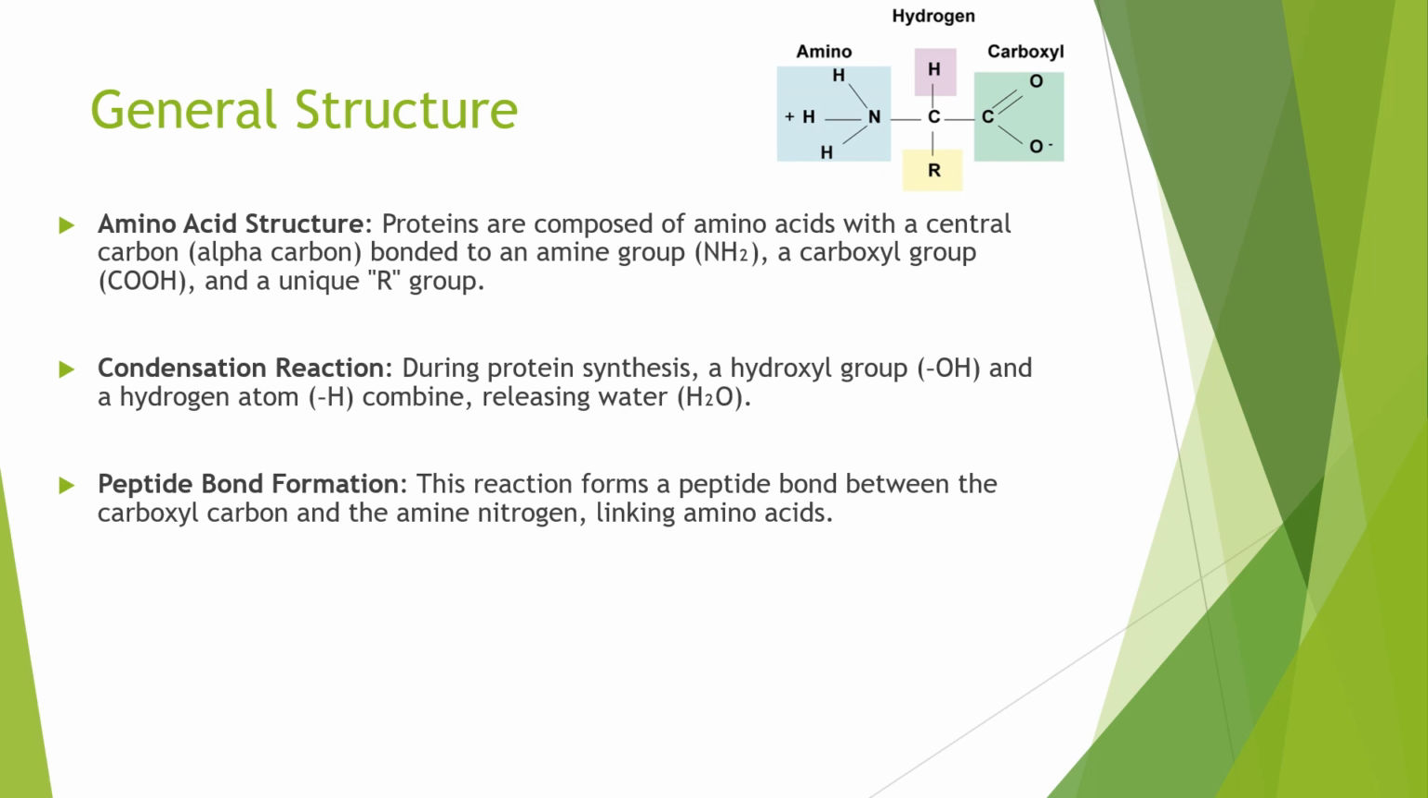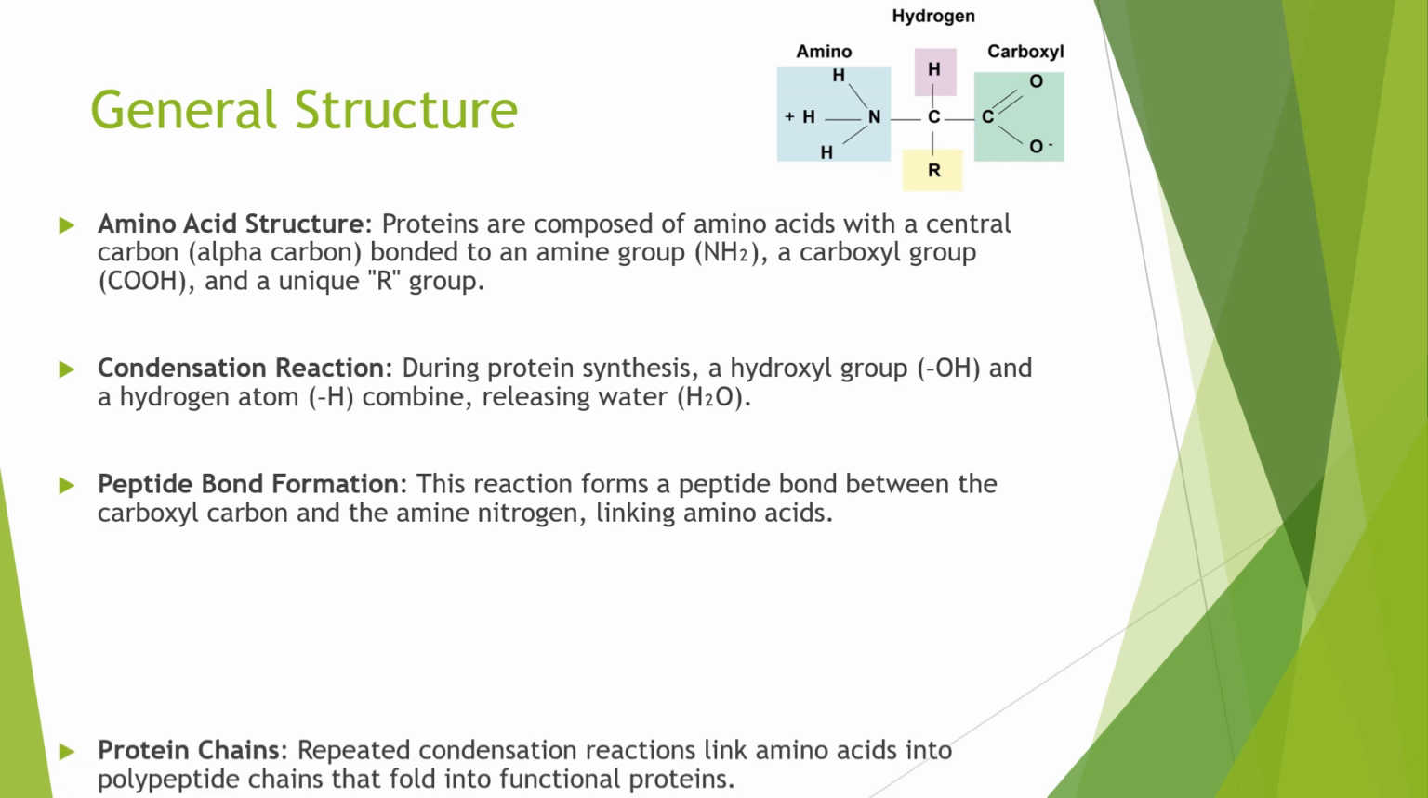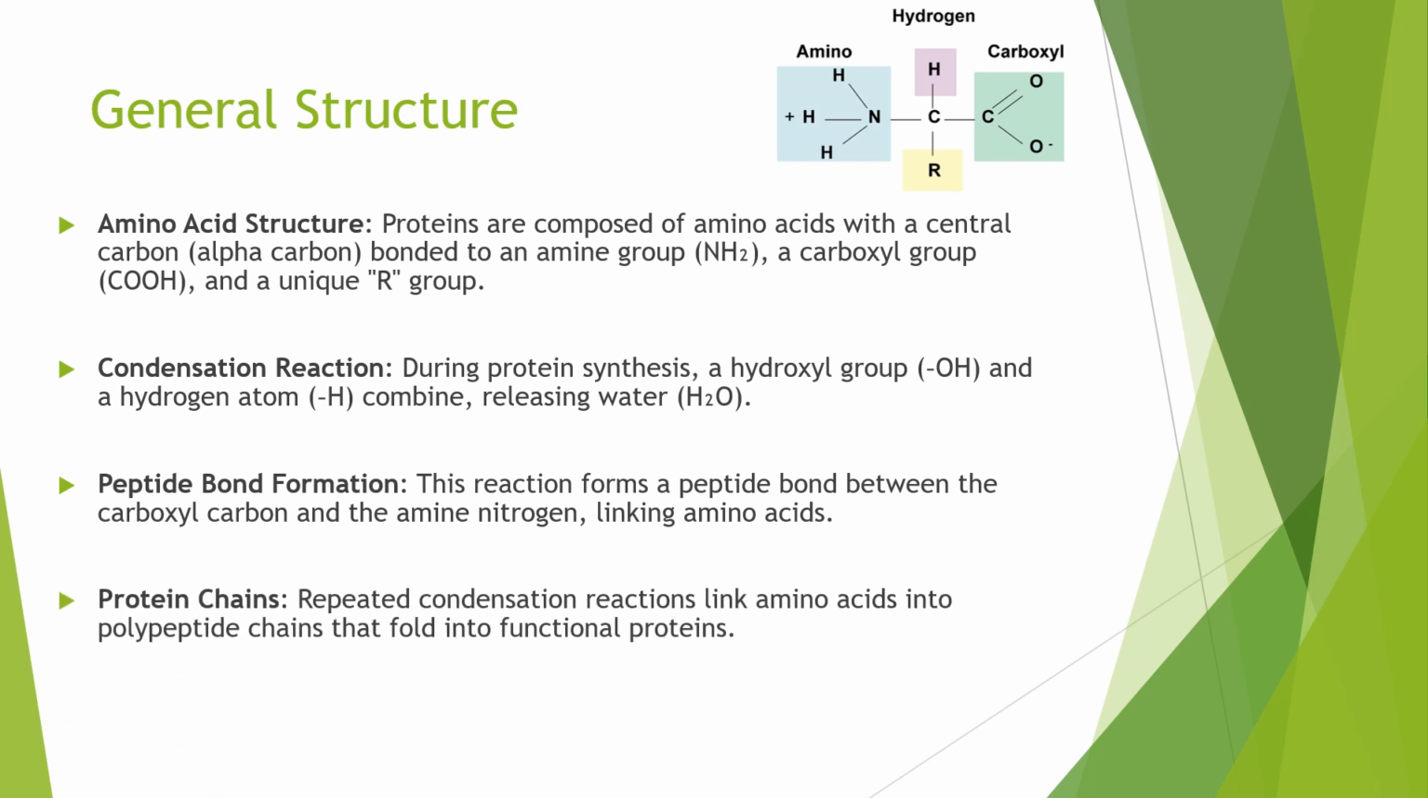The actual bond formed between these amino acids is known as a peptide bond. It connects the carbon of the carboxyl group of one amino acid to the nitrogen of the amine group of the next amino acid. This linkage creates a chain of amino acids, which is called a polypeptide. As more amino acids join together through peptide bonds, they form longer chains, eventually folding into complex structures. These structures are essential for the diverse function of proteins in living organisms.